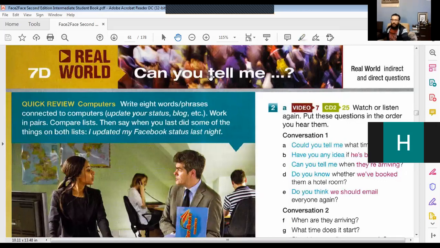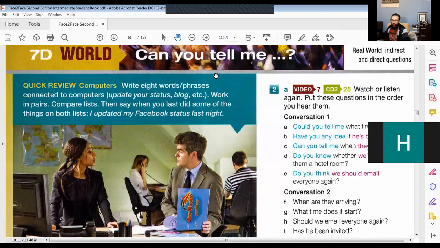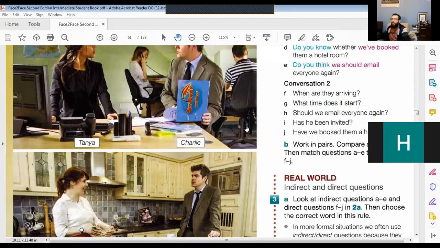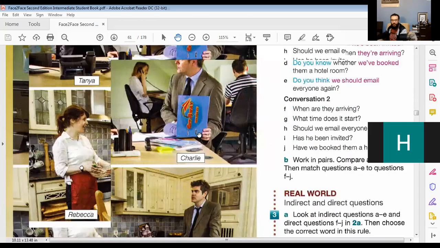Can you tell me? This is a very interesting way of changing how we ask questions depending on the situation. The point of this lesson is to change sentences from direct to indirect. If you're talking to someone close, like family or friends, you can use direct questions. But if you're talking to someone you don't know, or maybe a boss, things change. So first of all, let me take you to the first question.